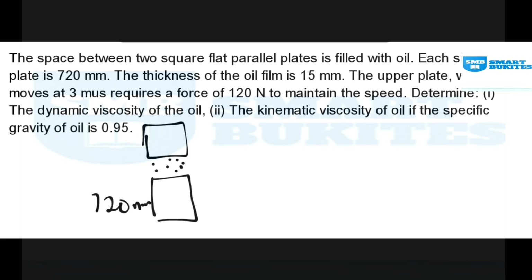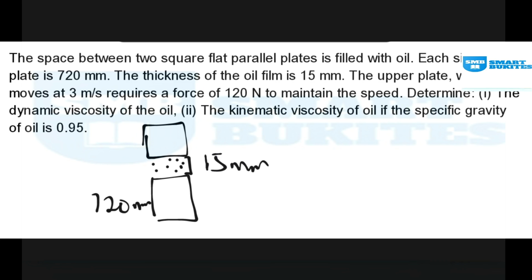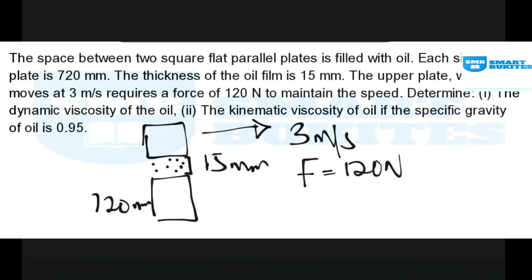And the thickness of the oil film, the distance between the two plates, is 15 millimeters. The upper plate moves at a speed of 3 meters per second, and it requires a force of 120 Newton to maintain the speed. We are told to determine the dynamic viscosity, which is mu, and the kinematic viscosity, which is v, given that the specific gravity of the oil is 0.95.